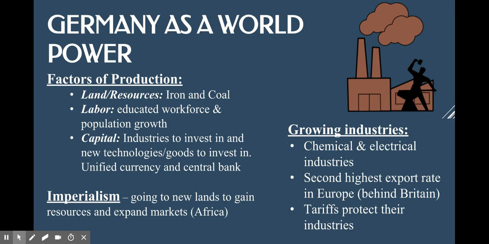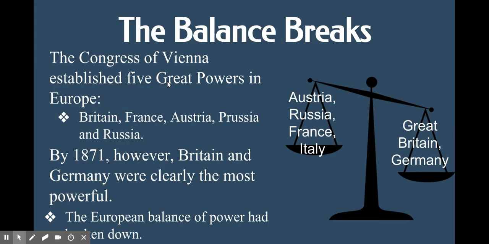So Germany is quickly rising as a world power. In terms of their resources, they do have large amounts of iron and coal. They create an educated workforce through public education and increased population growth. They have strong investments with a centralized banking system. They also start to gain lands and imperialism in order to support that industrialization. Remember our M&Ms. And they start to grow new industries such as chemical and electrical industries, second highest export rates, and of course, tariffs with which to protect them.